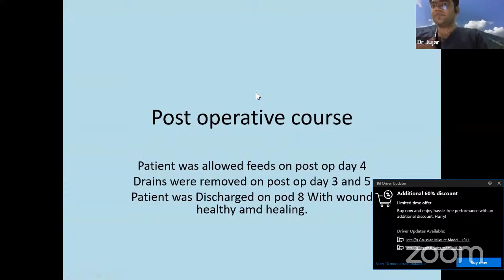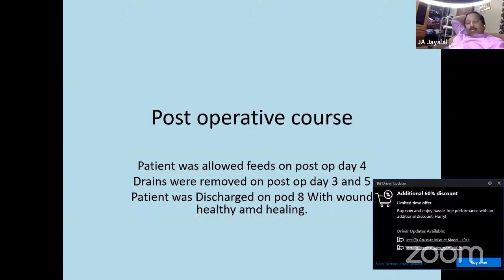The surgery was performed. After surgery, the patient was allowed feeds on post-op day 4, and the drains were removed on post-op days 3 and 5, and the wound was healthy. Dr. Jujar, why did you wait 4 days for feeding? What is the logic behind waiting for 4 days? The bowel sounds were not.